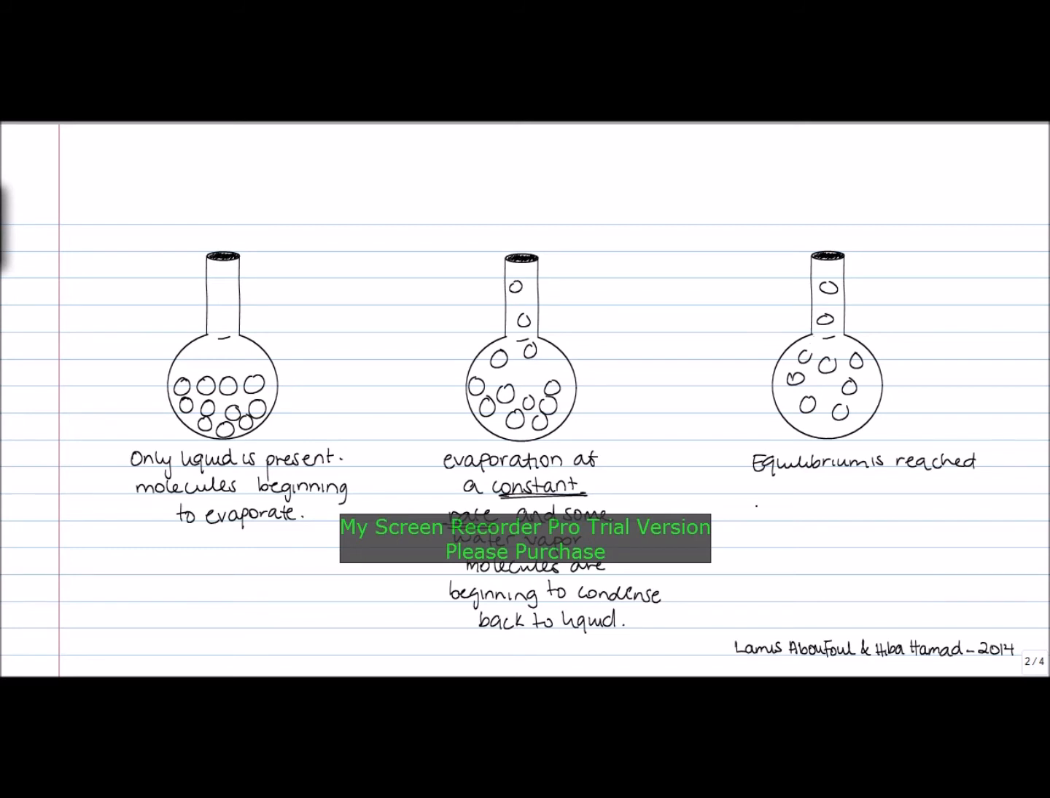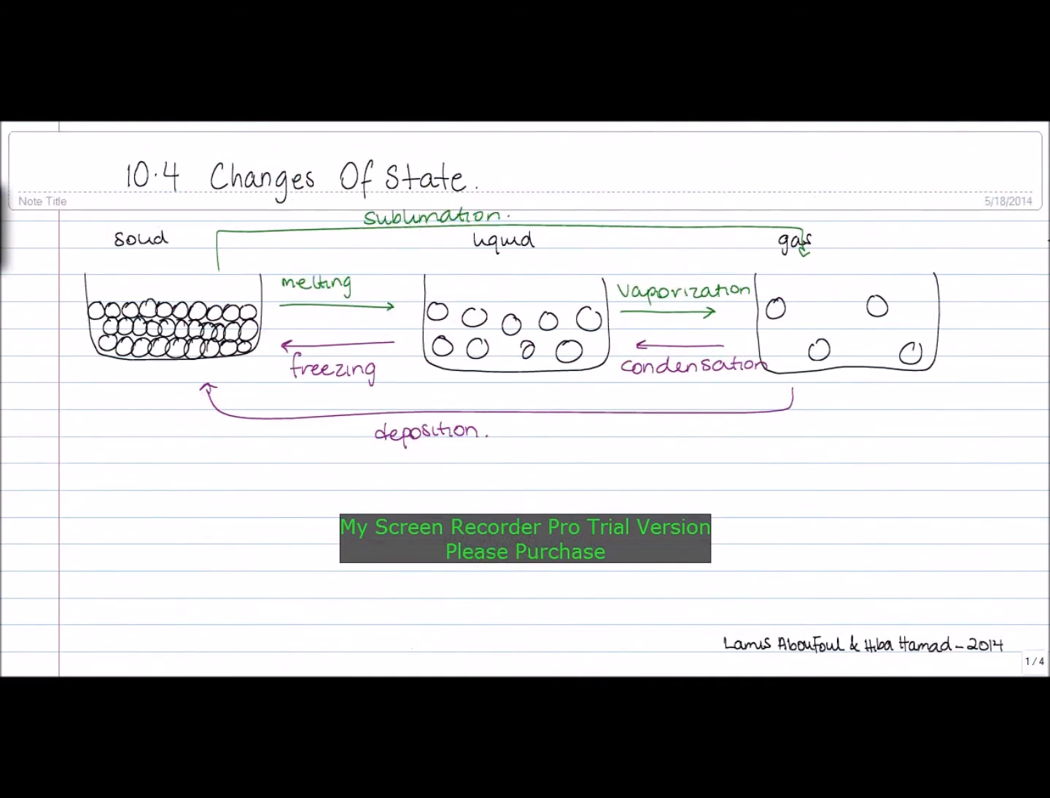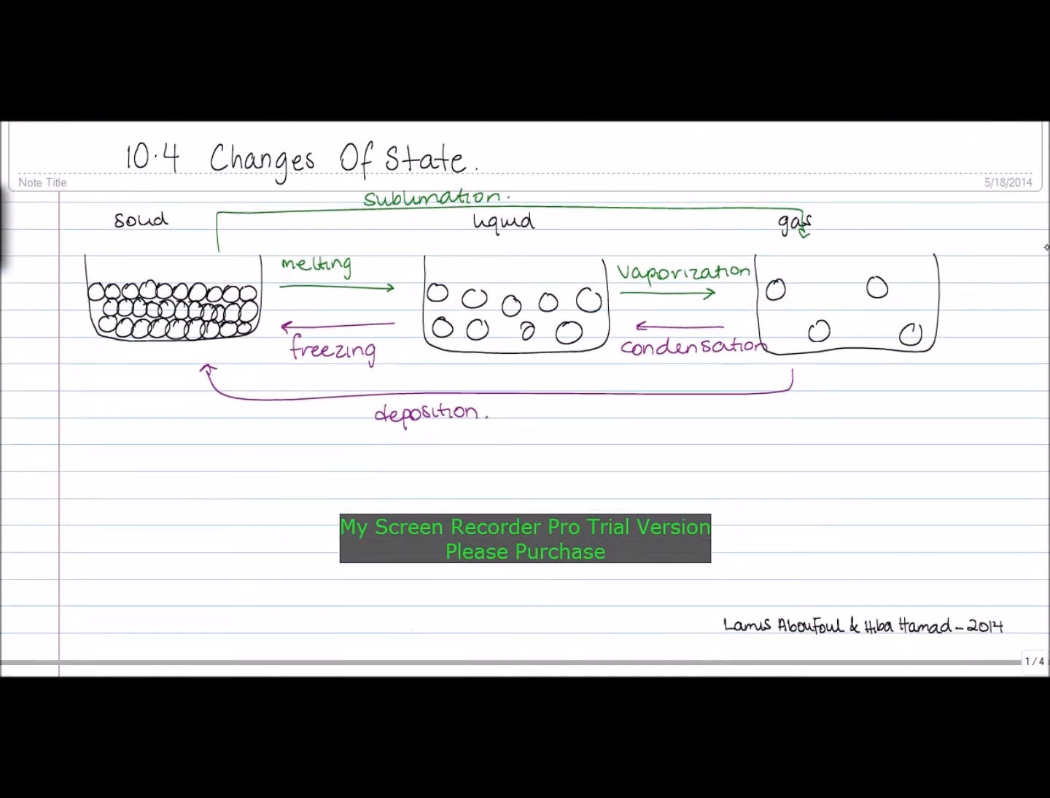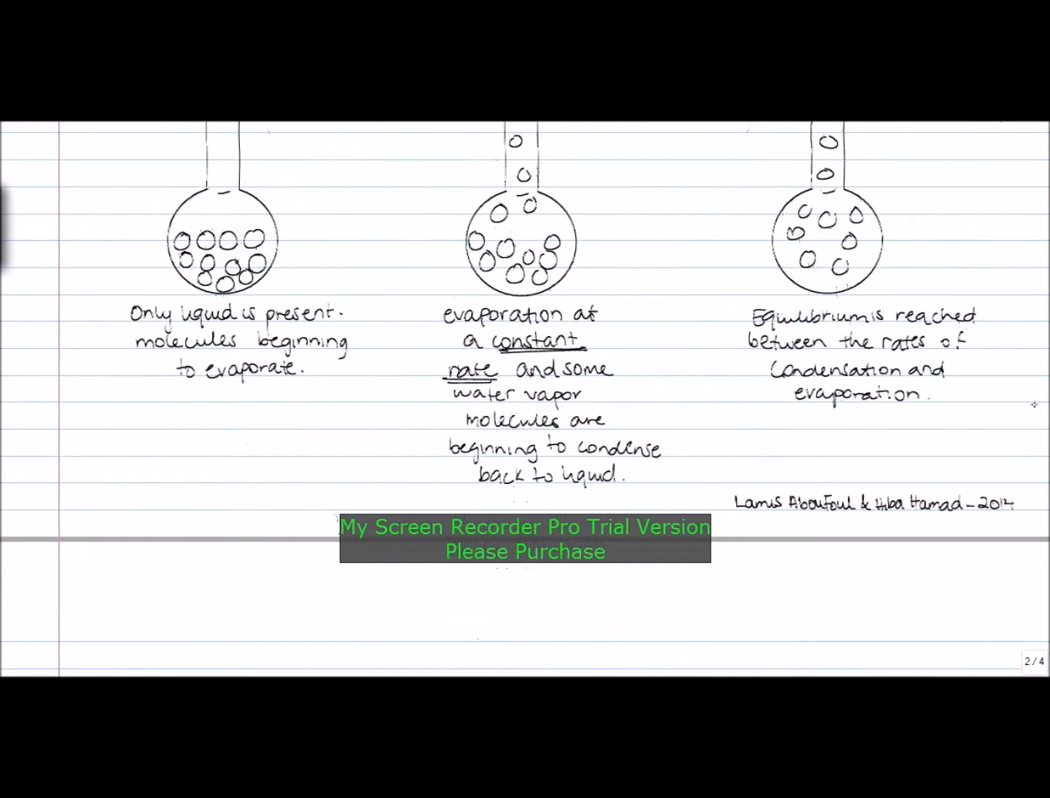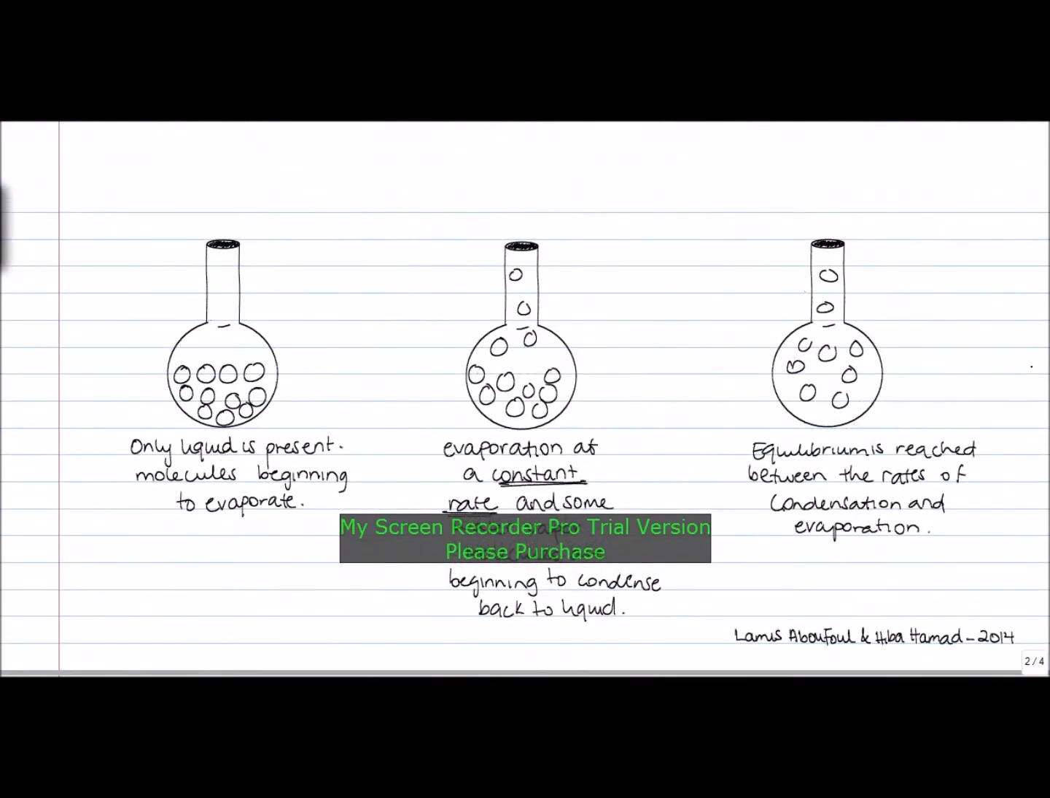So equilibrium is reached between the rates of condensation and evaporation. And as we knew before, condensation is when a gas turns to a liquid, and evaporation is when a liquid turns to a gas. And you do know that in evaporation, the process occurs at any temperature, so it doesn't need to be hot or boiling to evaporate.